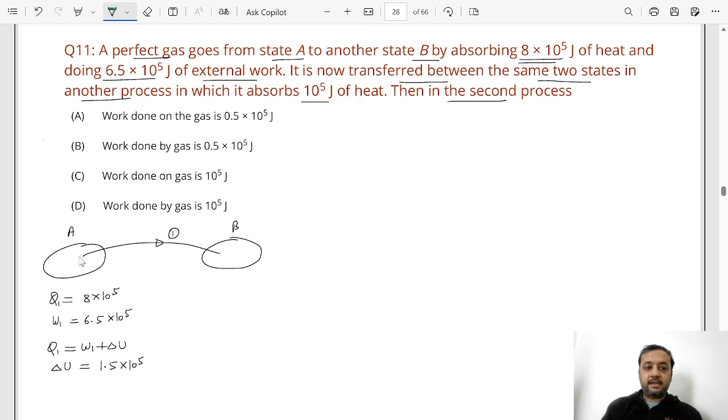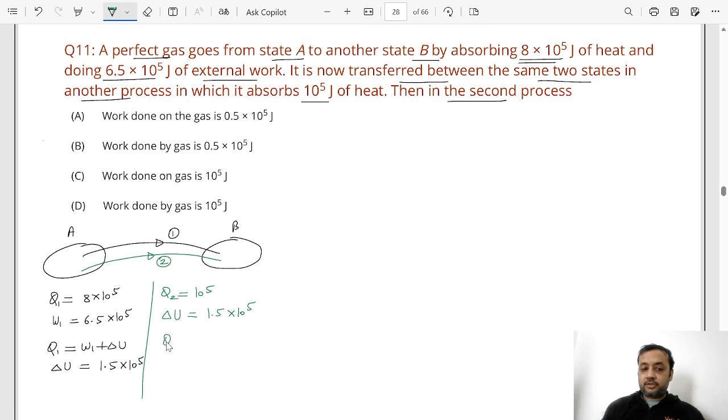Now the question says that if you transfer the gas from state A to state B by another process, what is the value of work done? So the Q2 they have given is 10 to the power 5. Now remember that delta U will remain the same because it's a state function. The value of delta U is independent of the processes. So it will remain the same.